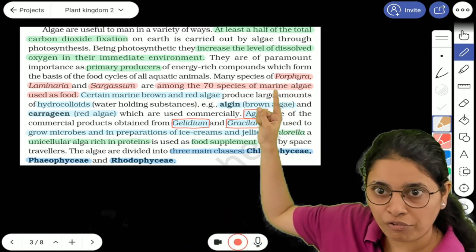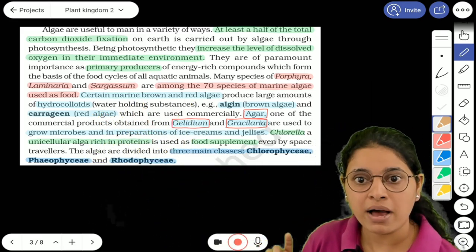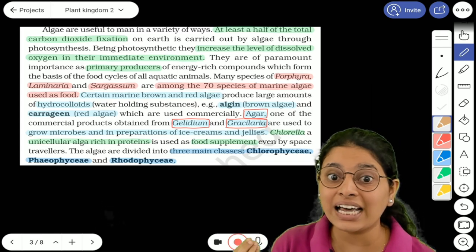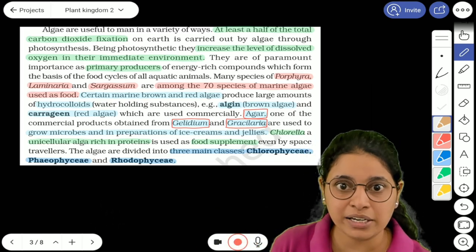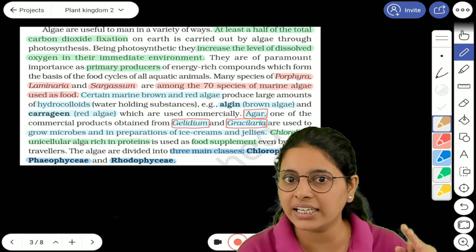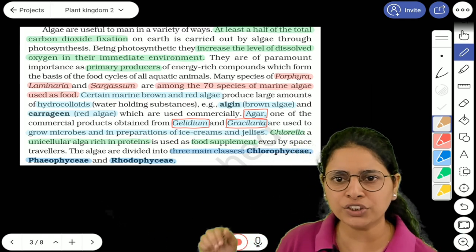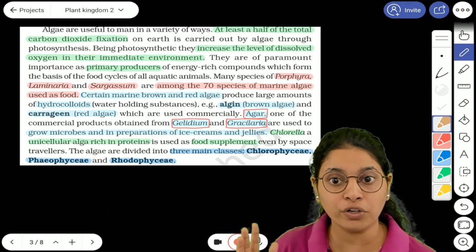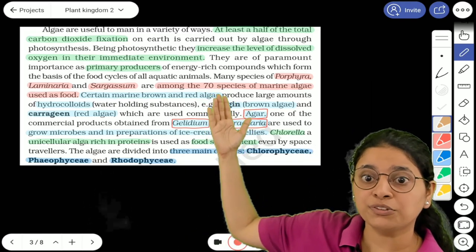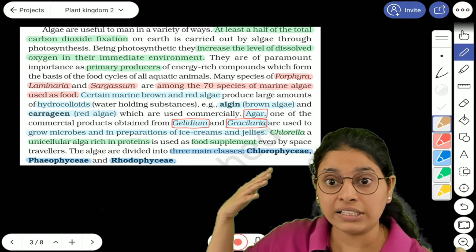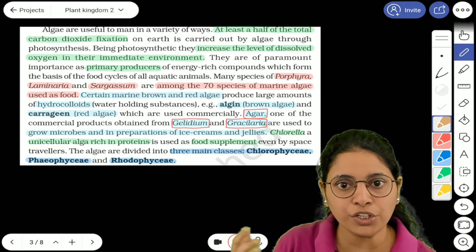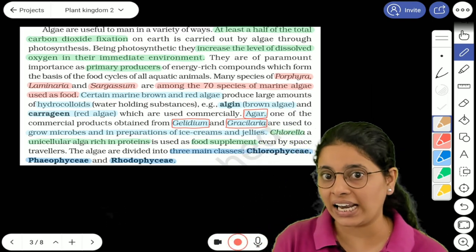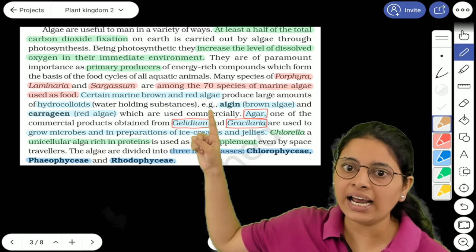Many species of Porphyra, Laminaria and Sargassum are among 70 species of marine algae which are used as food. So these are edible. These are like delicacies in many countries. There are many more species, but at least remember these three names. These are very important for your NEET exam. And as you can see further, it's mentioned that there are about 70 different marine algal species which are used as food.